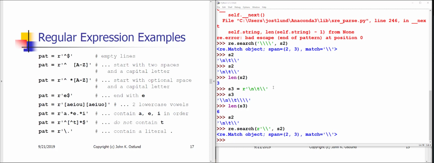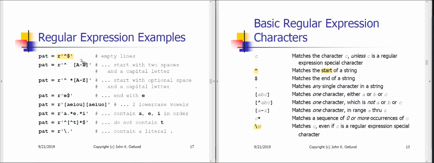All right, so here on slide 17 are many more patterns that we're going to test using our little program. This pattern, ^$, well, dollar matches the end of a string, whereas caret matches the start of a string. What we're saying here is that we want to search for lines that match the pattern start, end. That is, the start has to be immediately followed by the end. That is, lines that don't contain any characters. Let's take a look at our little program.